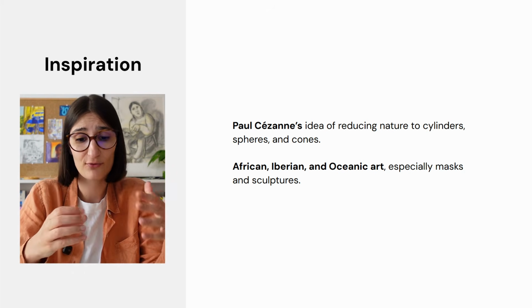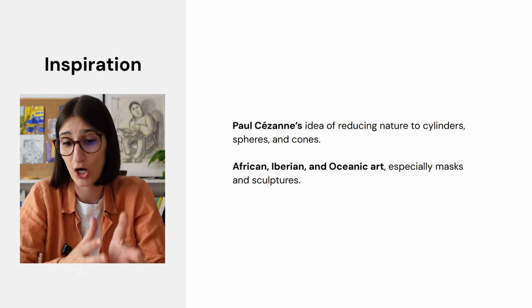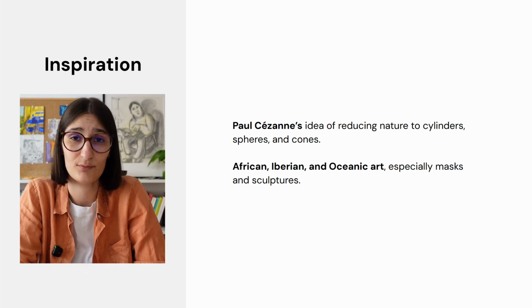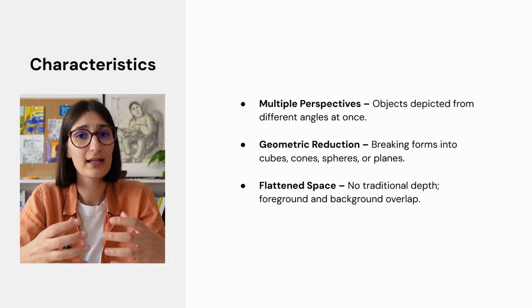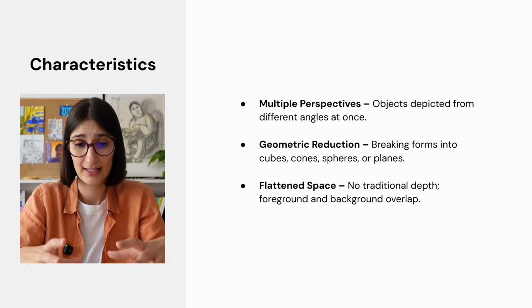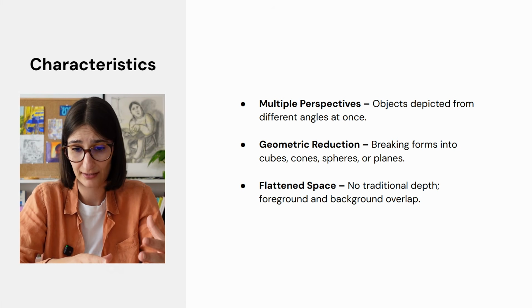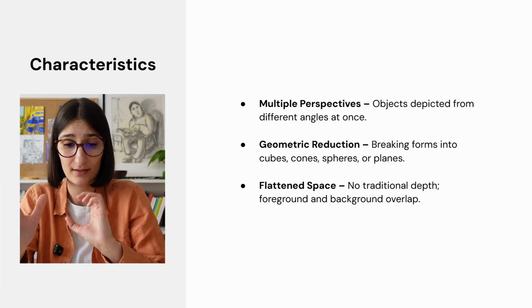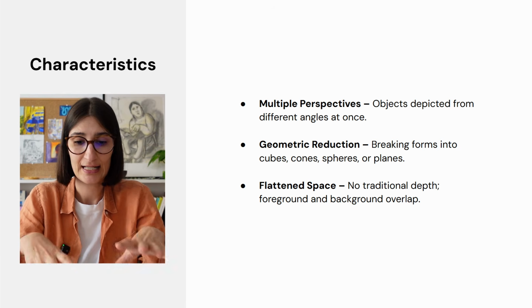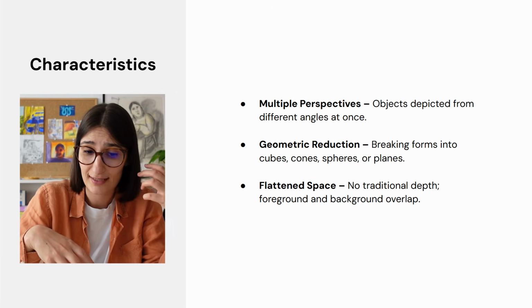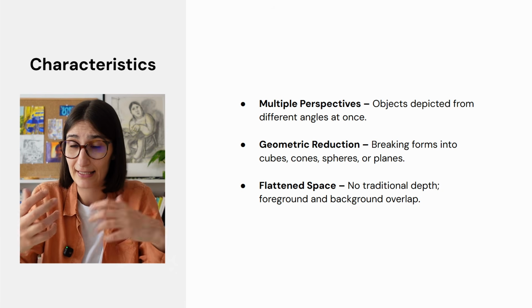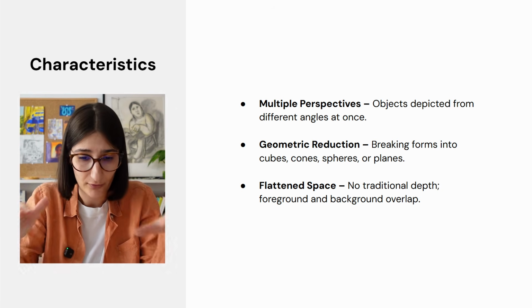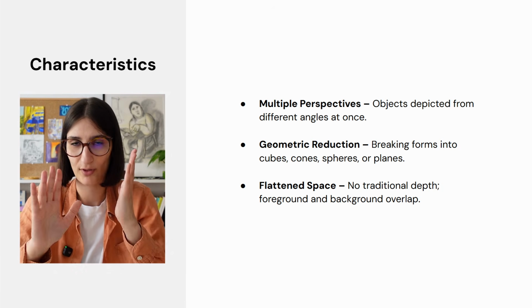And they also took inspiration from African, Iberian, and Oceanic art, especially masks and sculptures, as we're going to see in some of Picasso's work. Now I'm going to highlight a few main characteristics. Drawing from multiple perspectives, so objects depicted from different angles at once. It was very, very important. Geometric reduction, breaking forms into cubes, cones, spheres, and planes, as I mentioned before. Flattened space, no traditional depth, foreground and background overlap.